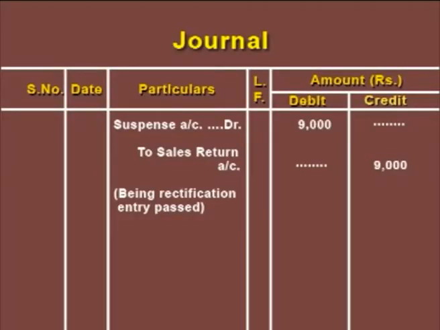So, the rectification entry is expected to decrease the debit side of sales written account by rupees 9,000. Hence, sales written account should be credited in the rectification entry. As this error has affected one account only, that is sales written account, the resulting rectification entry involving suspense account will be suspense account debit rupees 9,000 to sales written account rupees 9,000.